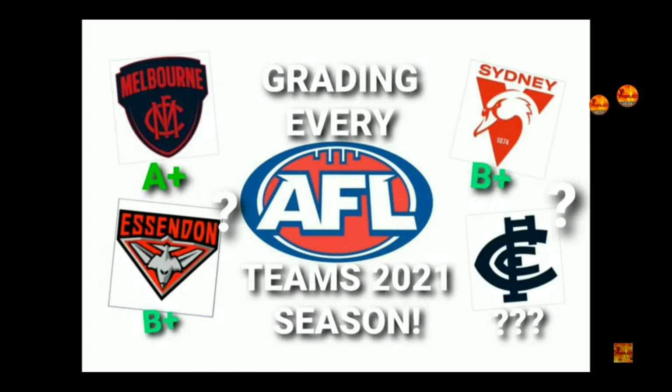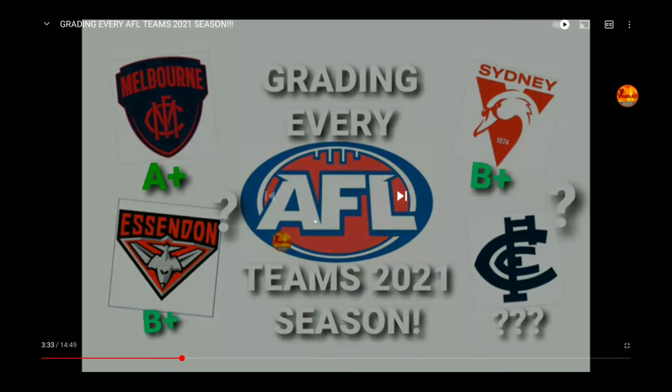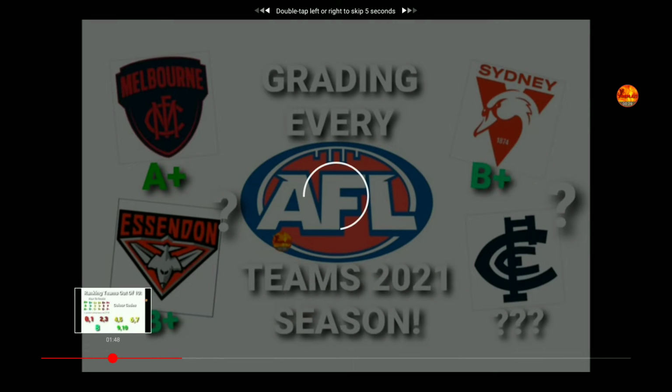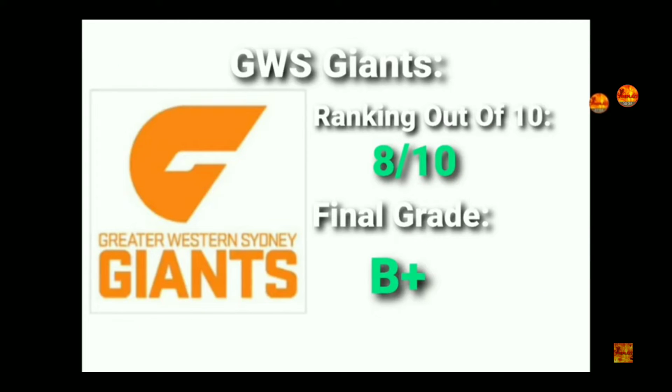Alright guys, so in this video I went over, I had colour codes, and then I just went over what I thought of every team season. So when I wait for this to load, I will show you guys, like you can see here, ranking out of 10 and final grade. So it's going to be a little bit similar to this. So we'll go ahead and get started.